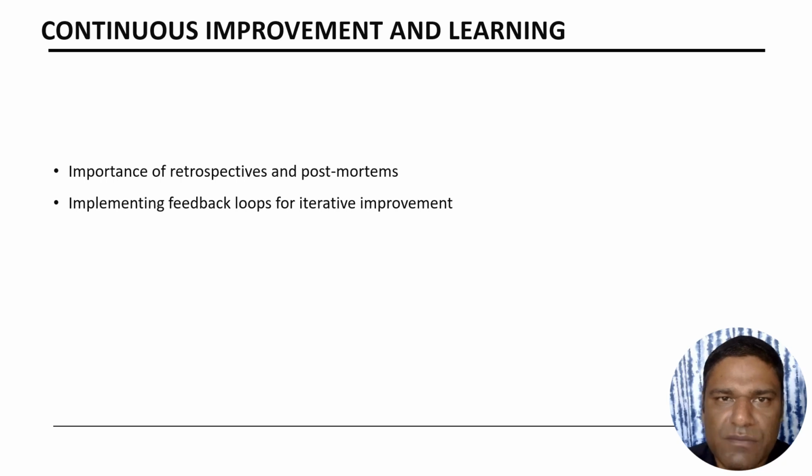Next is continuous improvement and learning. So continuous improvement lies at the heart of DevOps. It is not the case that we learn first and then proceed, and after that we are not learning. That is not going to happen with DevOps. So DevOps encourages regular retrospectives and postmortems, and that enables teams to reflect on their processes and identify areas for enhancement. By implementing feedback loops, teams can iterate on their practices, refine their workflows, and drive continuous learning and improvement across organizations.